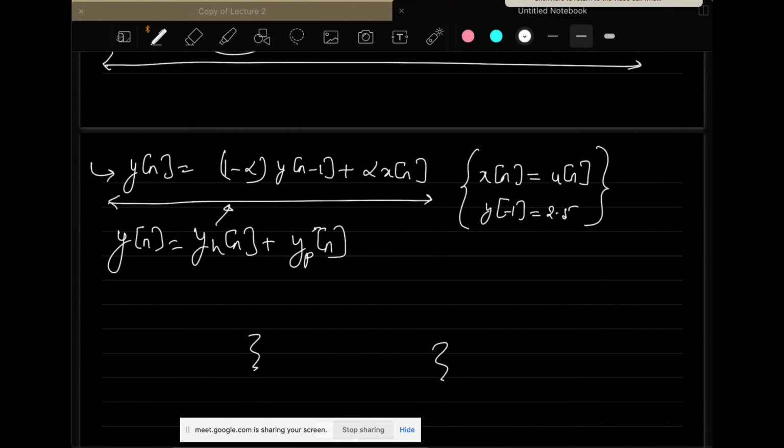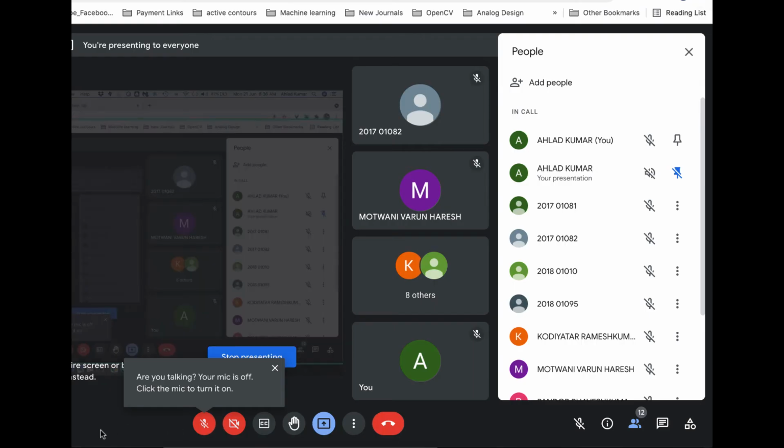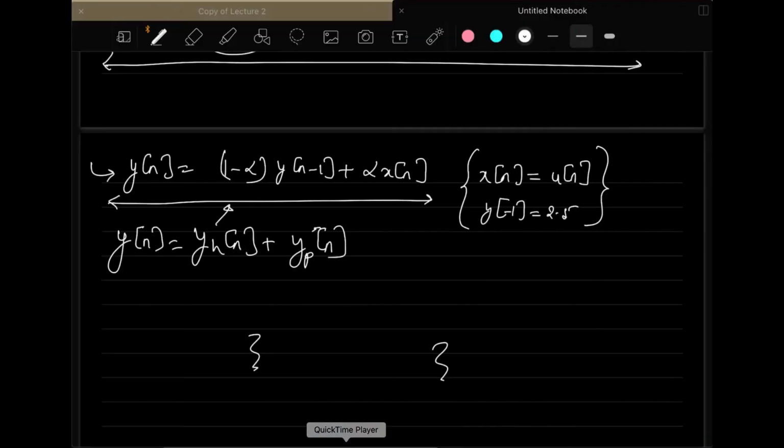Okay, Varun, what was your answer? I even solved it further, so it's 2 upon 3 whole raised to n. Not on the power. Like this. So this is your answer.